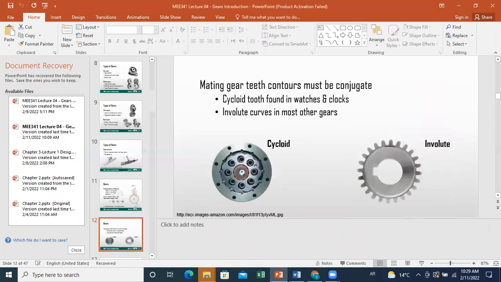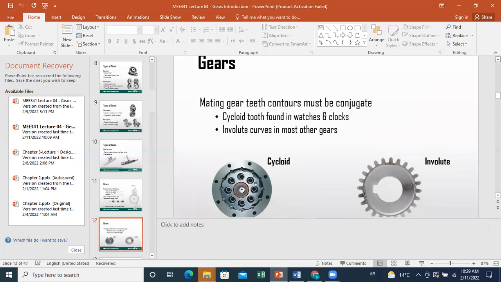Now, we have different configurations of gears. This depends on the profile of your teeth. Of course, for mating gears, the teeth contours should be conjugates. So whenever you have two gears in contact, they should either both have involute configuration, or both have cycloid configuration. The cycloid configuration is represented here.